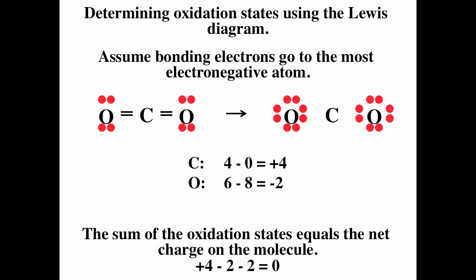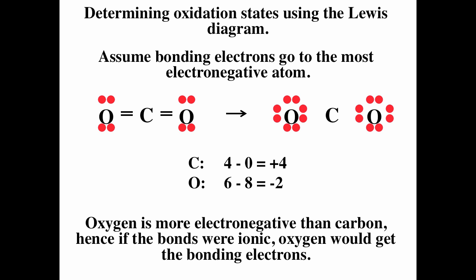And so for the two methods, using the two rules or using the Lewis diagram, we got exactly the same value. Now again, notice that oxygen is more electronegative than carbon, and so it gets the bonding electrons if we're assuming the bonds are purely ionic. And so oxygen is going to have a negative oxidation state and carbon has a positive oxidation state.